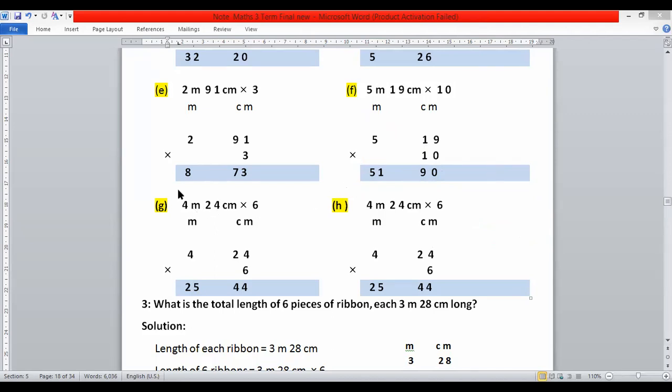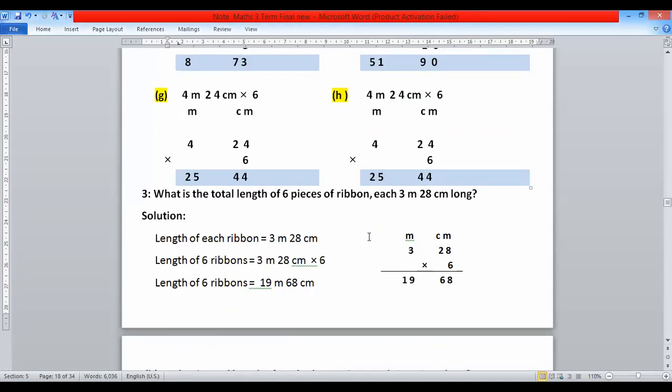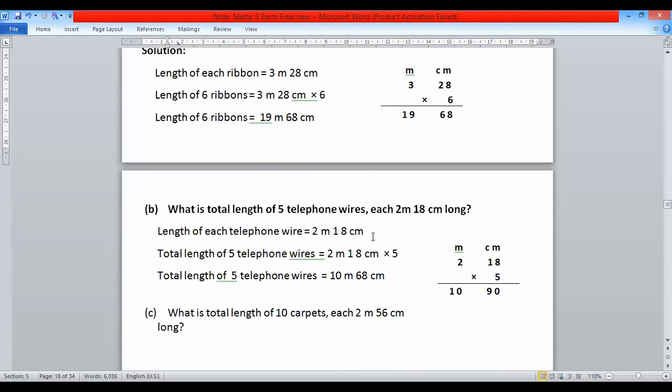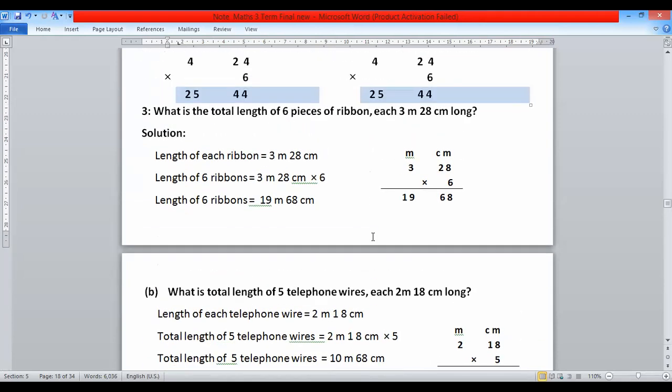In this way you can solve part E, part G and H. Dear students, the last question of this page is question 3. Write sums to answer these. There are 3 word problems. And I am going to explain part A and B, and the third part is your homework.